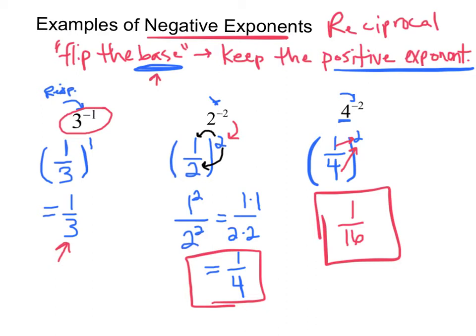So once we take the reciprocal, it kind of gets rid of the negative. Each time here, what did we do? We took the reciprocal, it got rid of the negative. Took the reciprocal, got rid of the negative. And we can keep doing that and apply these in different ways. If I gave you other examples, you should be able to take the reciprocal of the base and then keep the positive exponent.